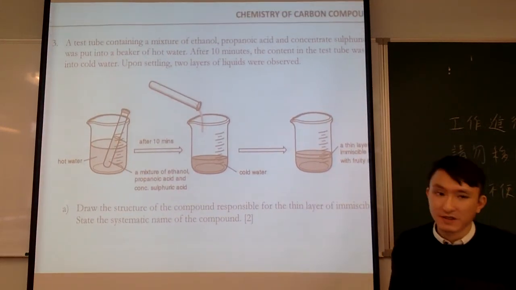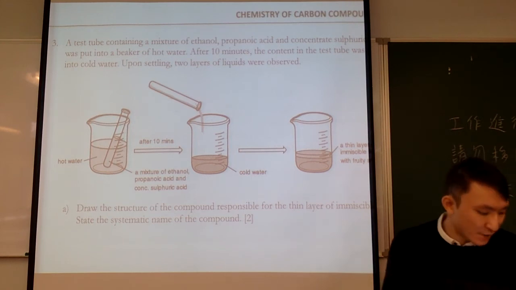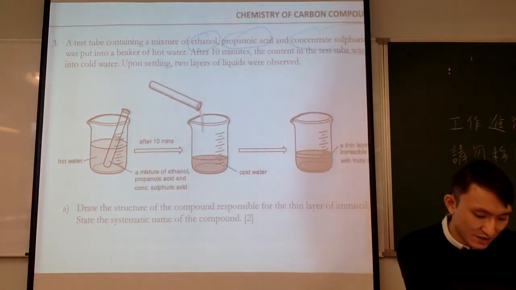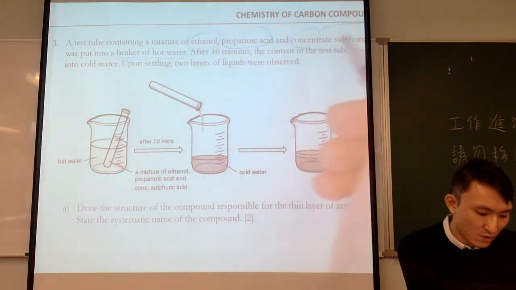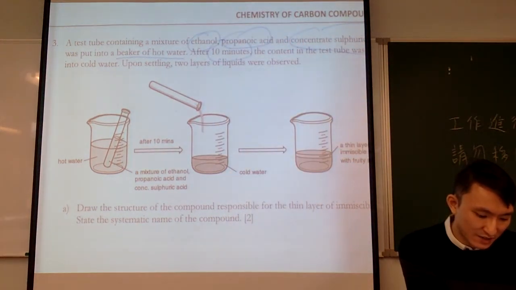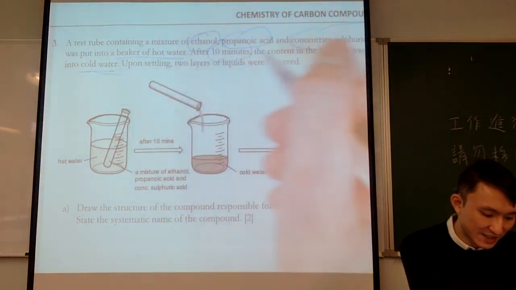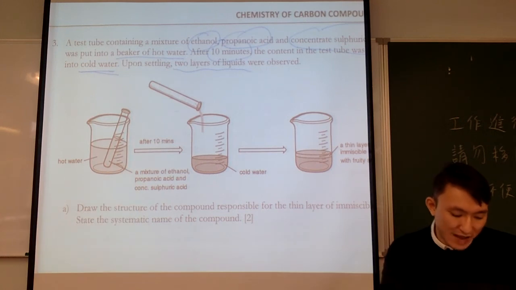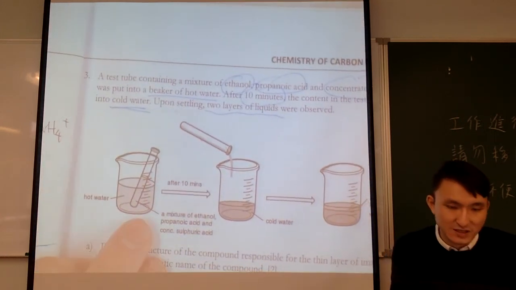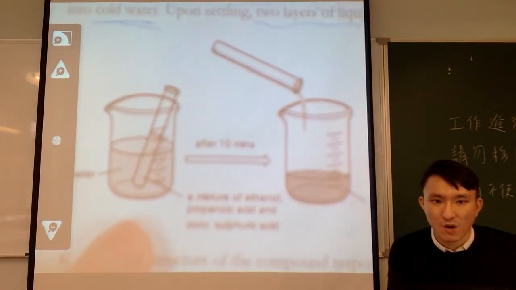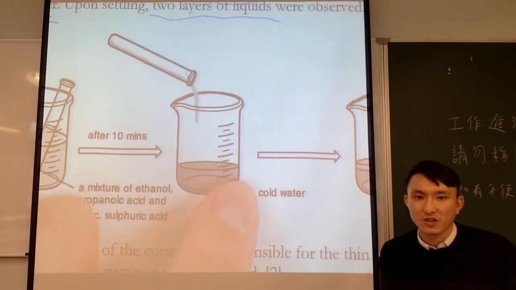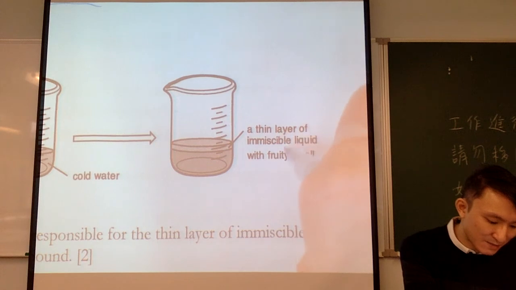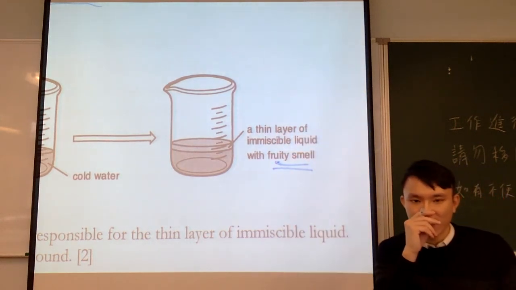So this one is a very simple chemical experiment. We have a test tube containing a mixture of ethanol, propanoic acid, and concentrated sulfuric acid, put into a beaker of hot water. After 10 minutes, the content in the test tube was poured into cold water, and upon settling, we see 2 layers of liquids. So we put all the reactants and the catalyst into this test tube, heat it with a hot water bath, pour it into cold water. 2 layers of liquid, and a thin layer of immiscible liquid has a fruity smell.